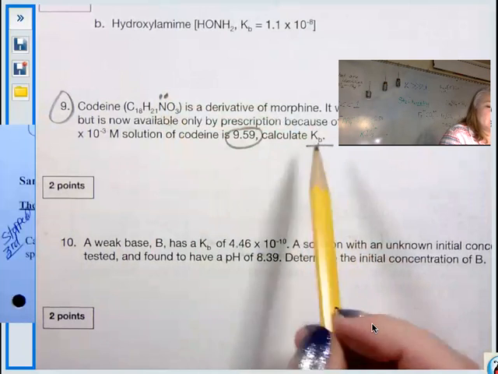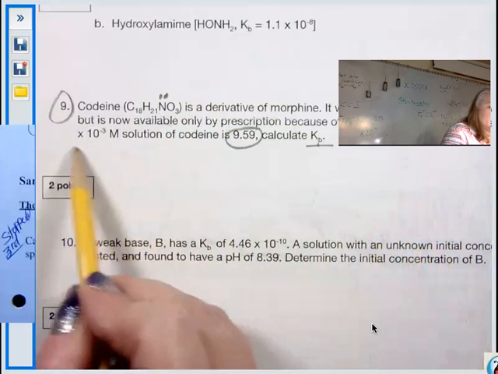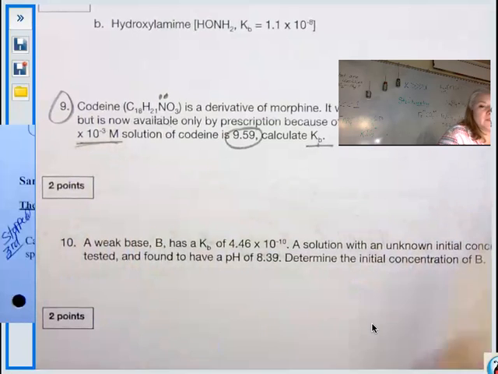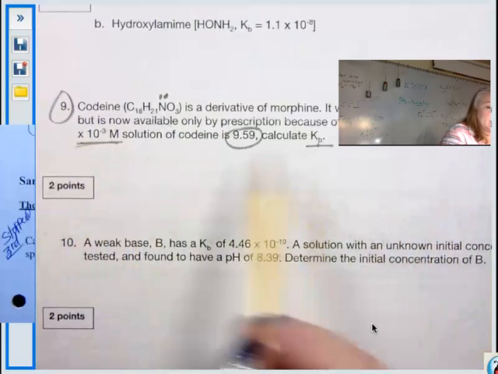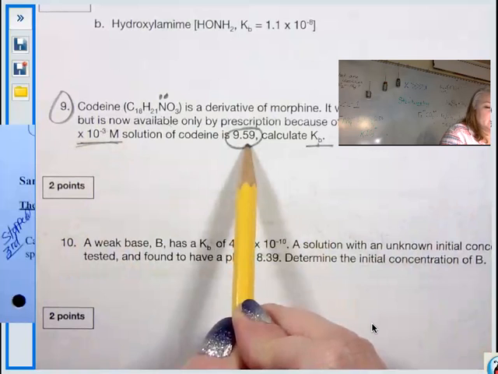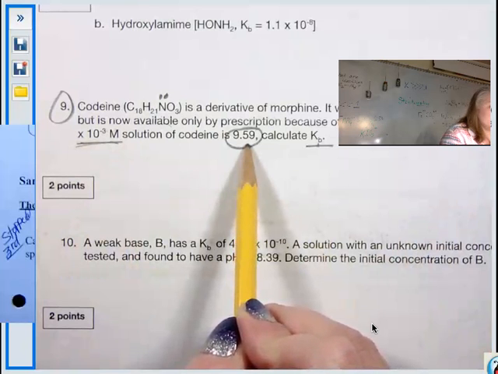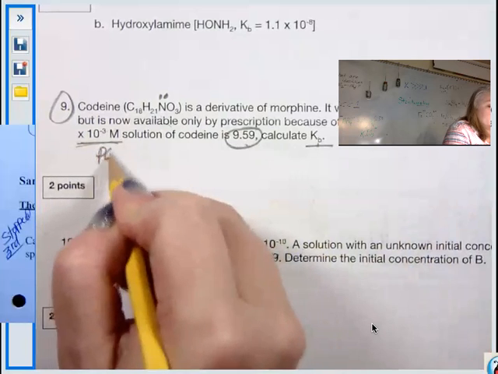All right, so we know the concentration of this base is this. We know the pH is this. We need to do a little bit of backwards work here. So instead of needing pH, because it's acting as a base, we need pOH. So what's the pOH?